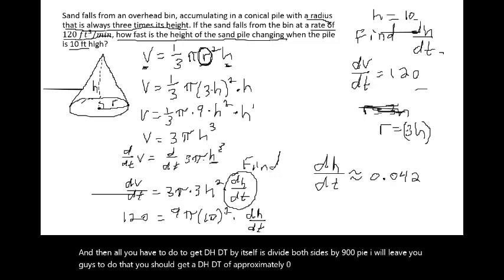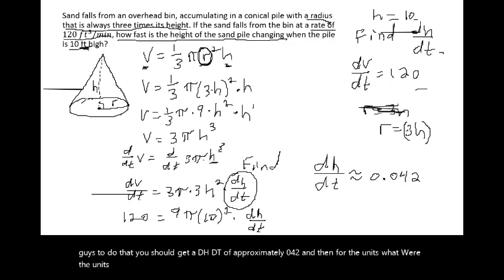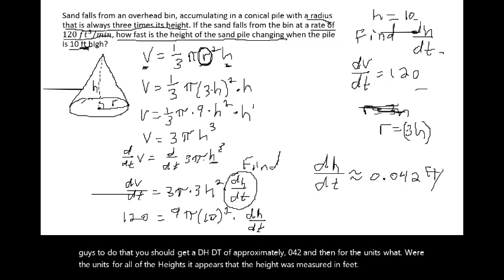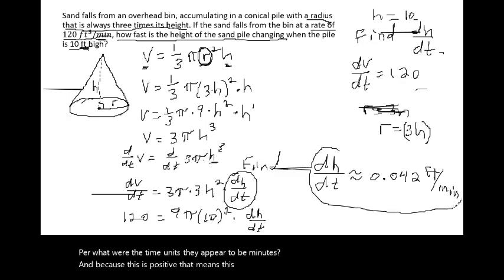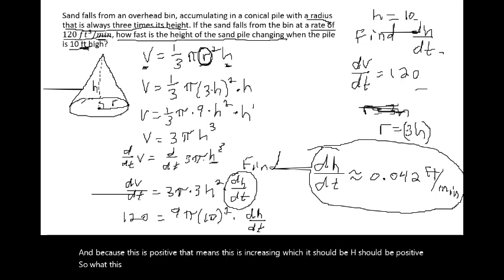0.042. And then for the units, what were the units for all of the heights? It appears that the height was measured in feet. Per, what were the time units? They appear to be minutes. And because this is positive, that means this is increasing, which it should be. h should be positive. So what this means is that the height of the sand pile is increasing at a rate of 0.042 feet per minute at the instant when the sand pile is 10 feet high.